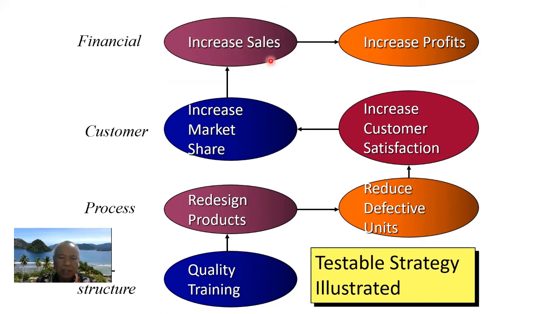For example, we have to increase sales 5%. To increase sales 5%, we need to increase the market share. How many percent should market share increase in order to increase sales 5%? For example, we have to increase market share 2%. And then, how to increase the market share? We need to increase customer satisfaction, for example from 3.5 to 3.7, if you are using the Likert scale from 1 to 5, where 5 is highly satisfied. Currently we already have a customer rating of 3.5, so we need to increase it to 3.7. And then how to increase customer satisfaction?